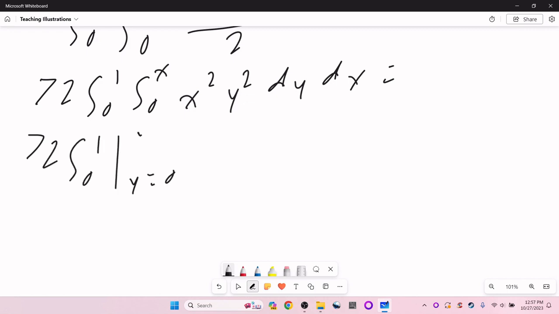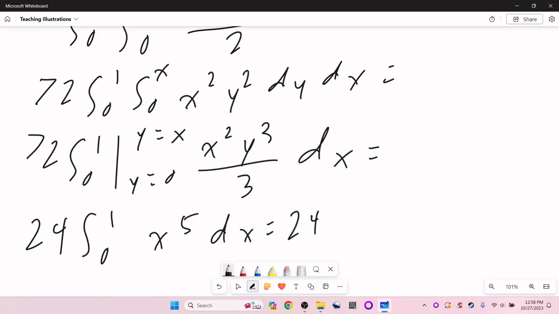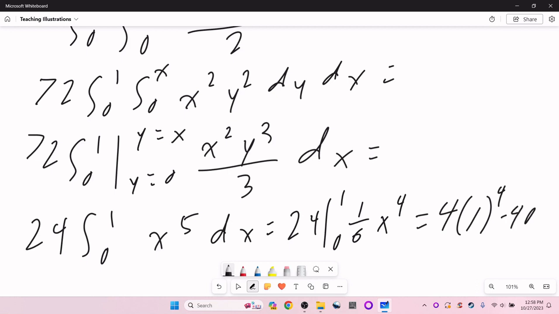Y equals 0 to y equals x of x squared y cubed over 3 dx. So let's take the divide by 3 out. It'll become 72 divided by 3 is 24. 0 to 1 of x to the 5th dx, which is 24. 0 to 1 of 1 over 6 x to the 4th, which just becomes 4, 24 divided by 6, times 1 to the 4th, minus 4 times 0 to the 4th, which is just 4. That's your answer.